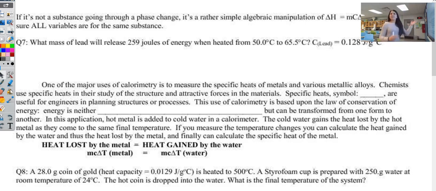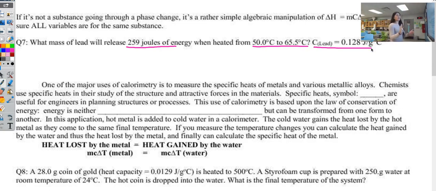Okay, so this is a simple equation, but I wanted to make sure you could see how things may not include water. For example, here it says one mass of lead will release 259 joules of energy when heated from 50 degrees Celsius to 65.5 degrees Celsius. And then they're also giving us the specific heat of lead. So we're looking for grams in this situation.